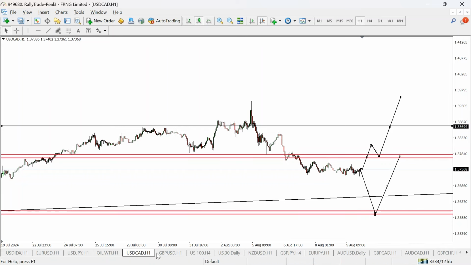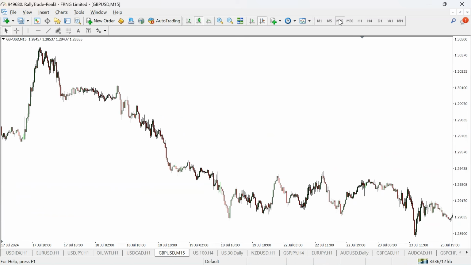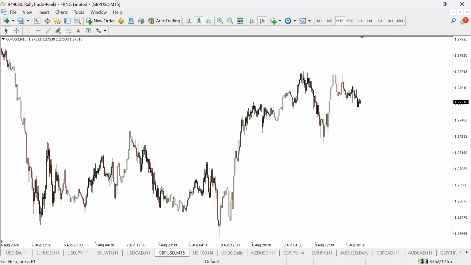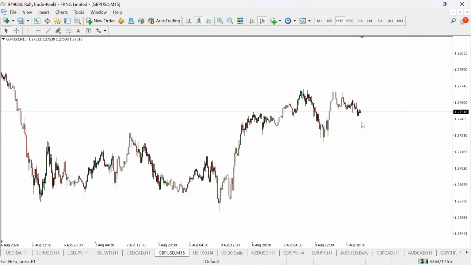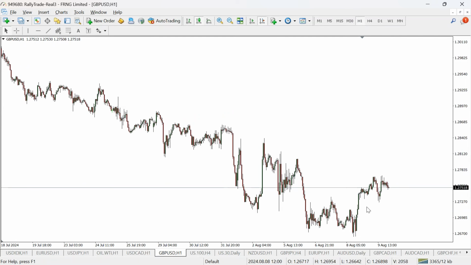Now let's look at another example. This is GBPUSD 1 hour time frame. For instance, let's say my execution time frame is the 15 minutes. Now, what do I do? Remember what I said? Go 2 time frames ahead to analyze. So 2 time frames ahead is 30 minutes and 1 hour. So I'll go to the 1 hour time frame. What's the trend of the market?